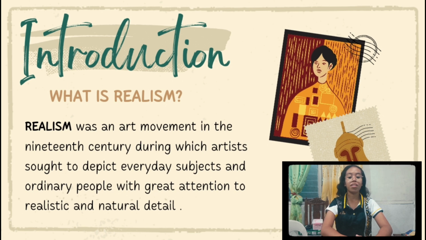Realism was an art movement in the 19th century during which artists sought to depict everyday subjects and ordinary people with great attention to realistic and natural details. During 1840 in France, an art style called realism emerged. Realist artists wanted to show the everyday life of ordinary people.